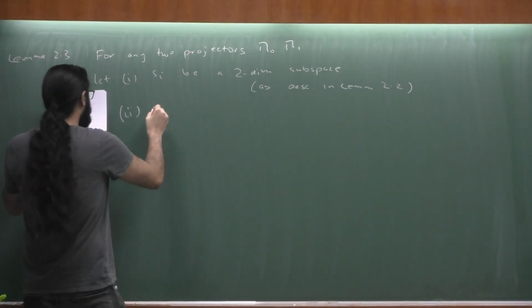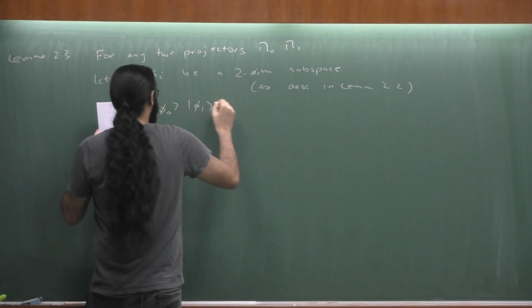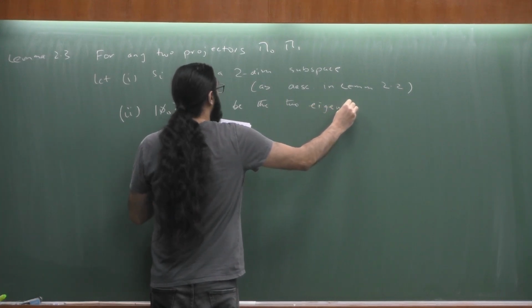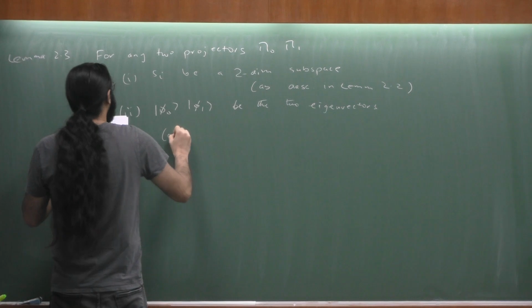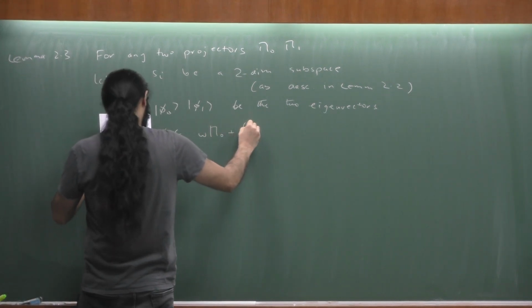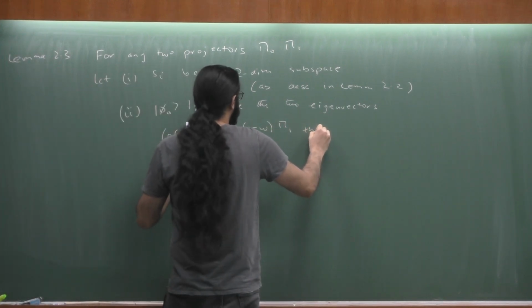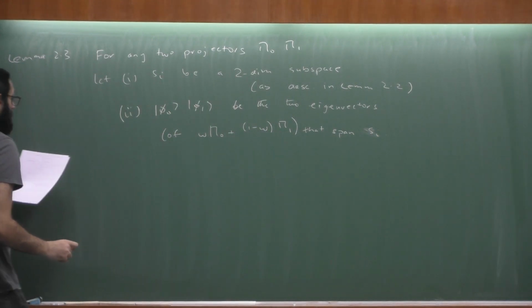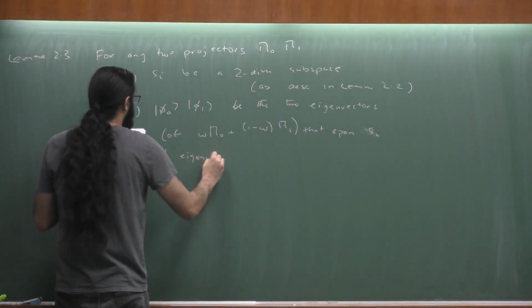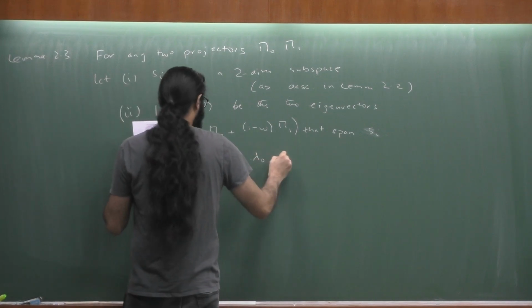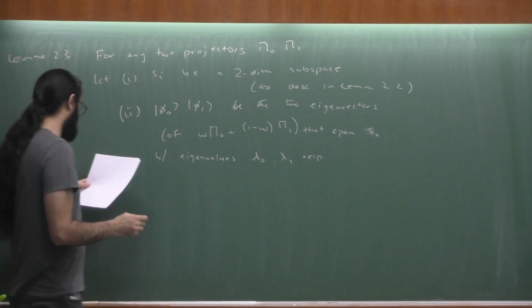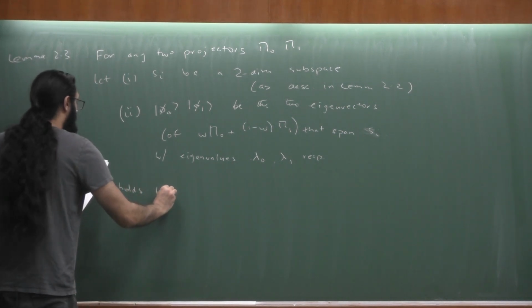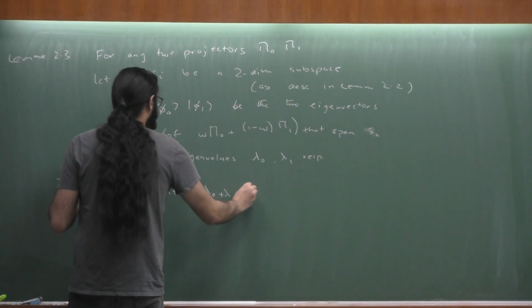So Si was one of those subspaces, and then suppose phi 0 and phi 1 are the two eigenvectors of omega pi 0 plus 1 minus omega pi 1 that span Si, with eigenvalues lambda 0 and lambda 1 respectively. Then it holds that lambda 0 plus lambda 1 equals 1.